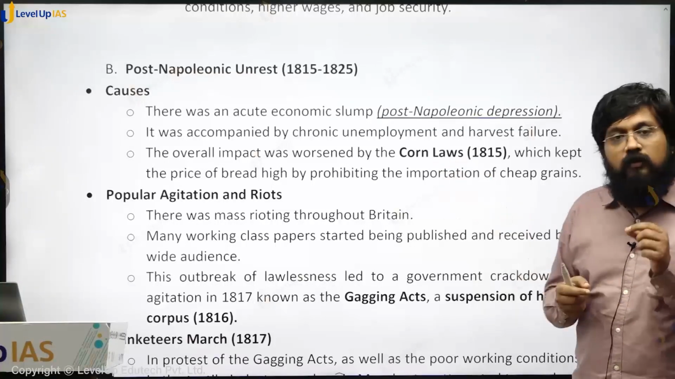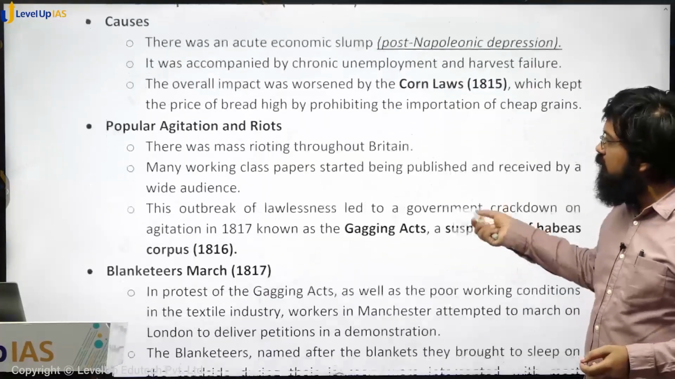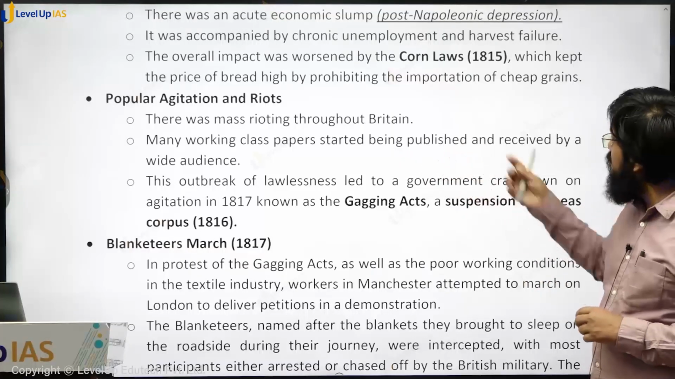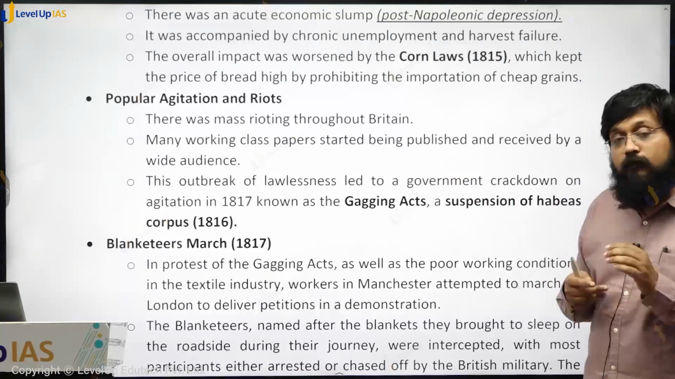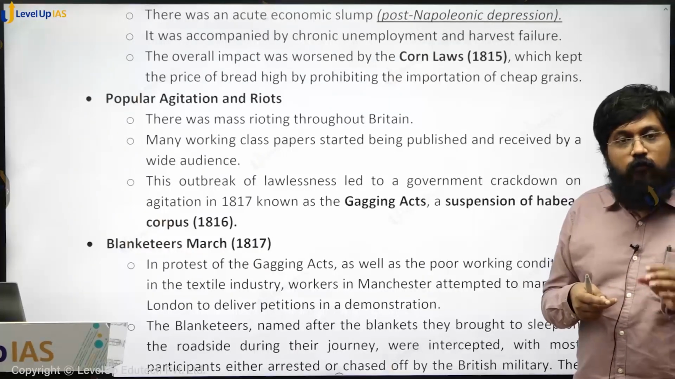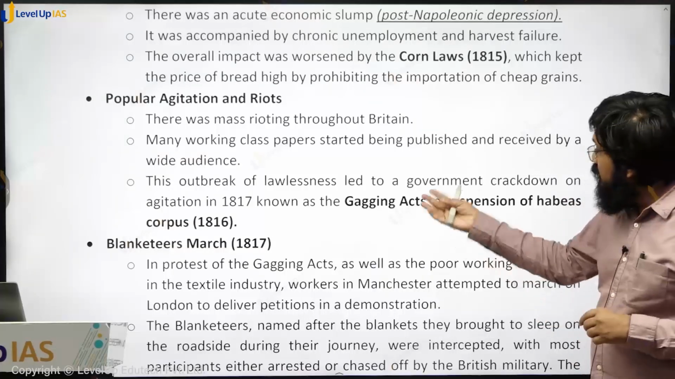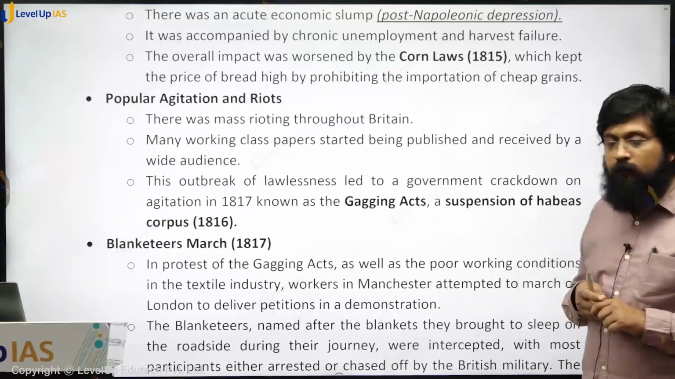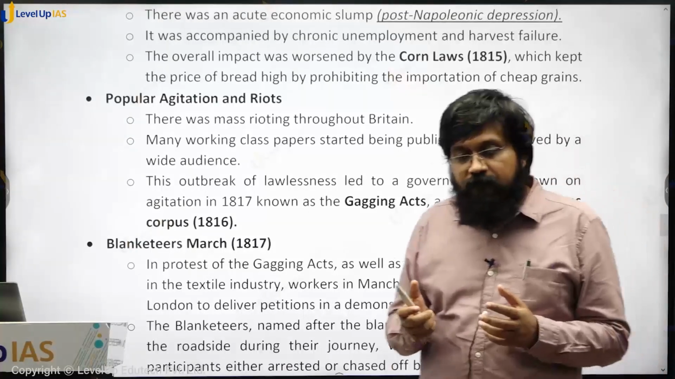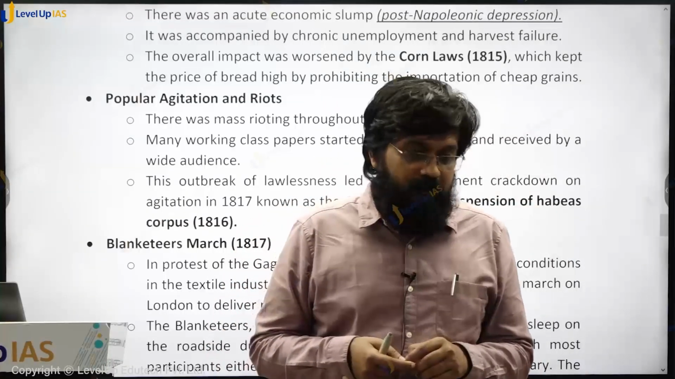So that led to response from the working class. Agitations, riots after riots, rioting throughout Britain, working class people, papers started being published and received by wide audience. So government had to respond. ये सब अफवाहबाजी, ये सब नहीं चलेगा. What we shall do? We shall bring censorship, gagging act. So gagging acts were brought and suspension of habeas corpus. So somehow the government tried to deal with the emerging labor movement with high-handedness.